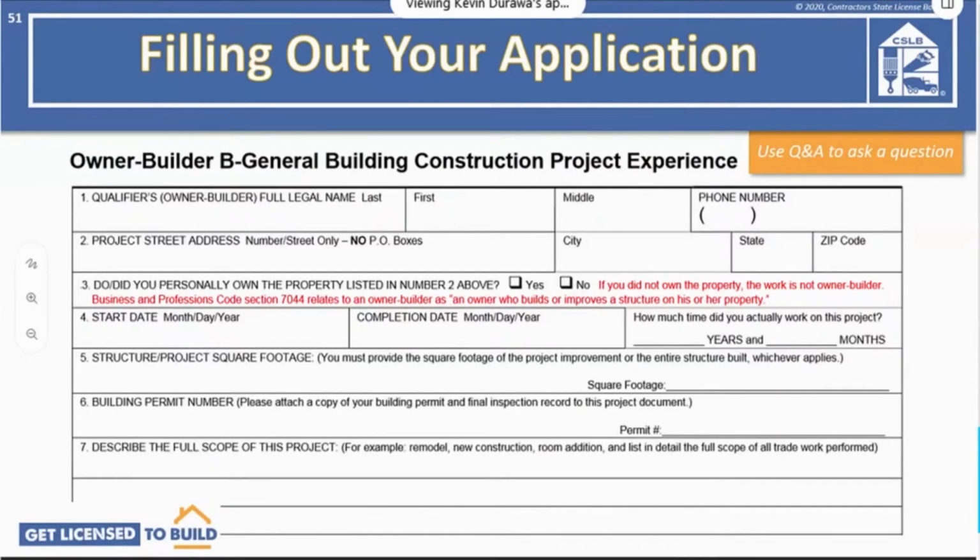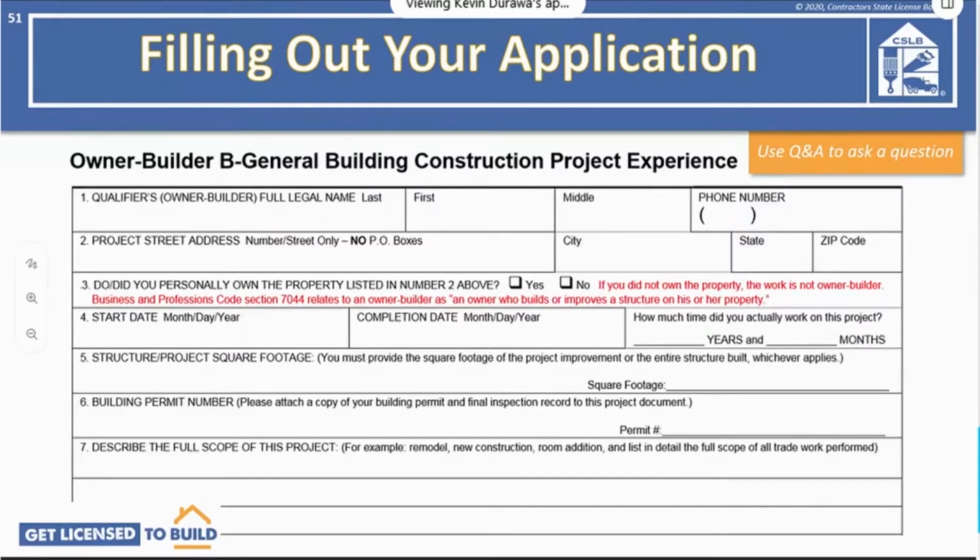The next one we will discuss is the Owner Builder B General Building Construction Project Experience Form. This form only needs to be completed if you're applying for a B General Construction license and you want to receive experience for work that you've done on your own property. A separate form is required for each project on the property.